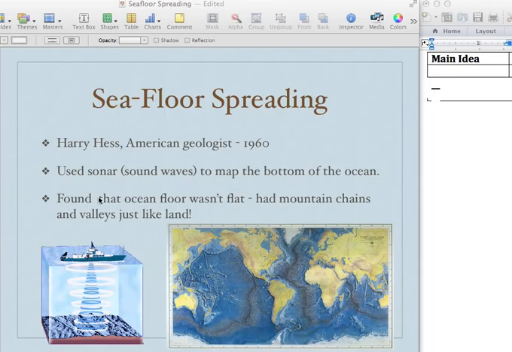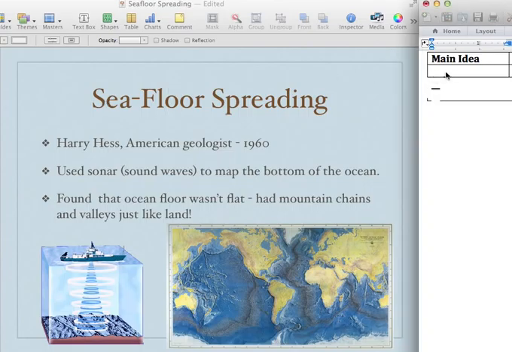So by knowing the speed of sound, he could figure out how deep the ocean was. And he found out that the ocean floor wasn't flat. It had mountain chains running down the center of it. It had deep valleys, and this was a lot more complicated than people thought. And even more importantly, it turned out that these mountain ranges weren't just mountains, they were actually volcanoes. And that became super important in explaining this theory of seafloor spreading. Right, so the main idea for this would have been Harry Hess, and we should have gotten some notes on how he mapped the bottom of the ocean.